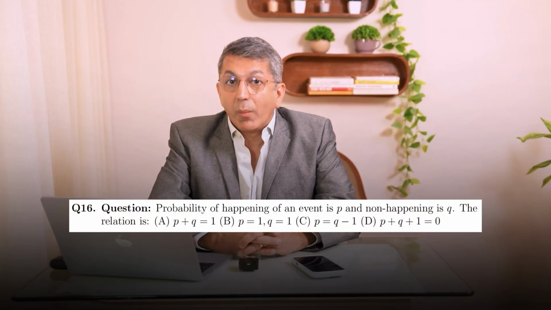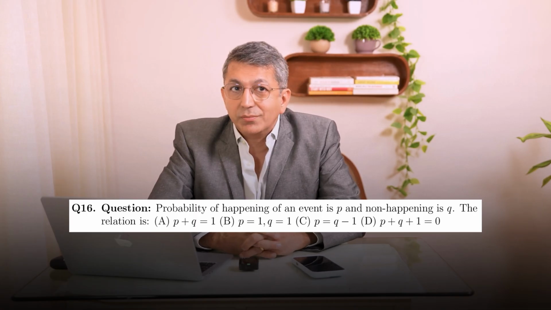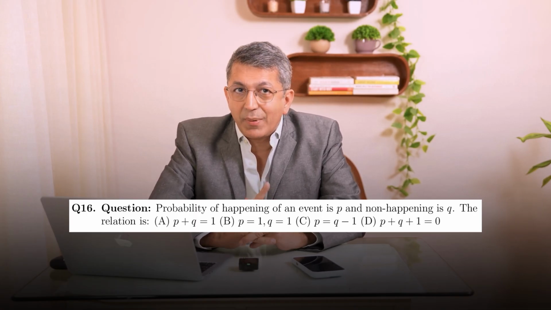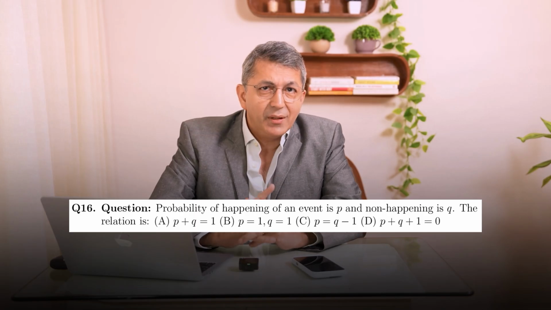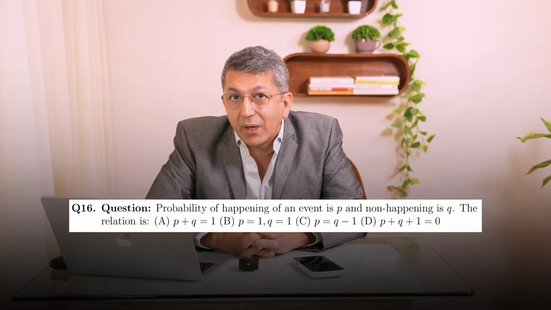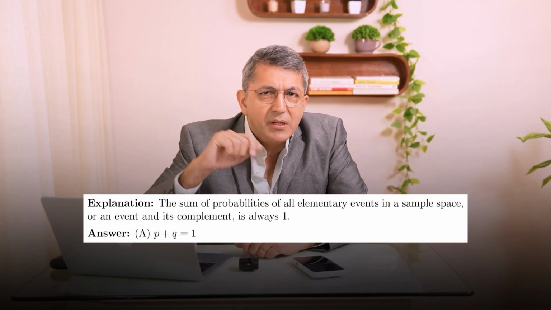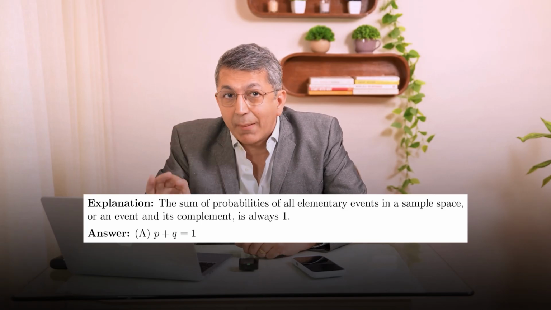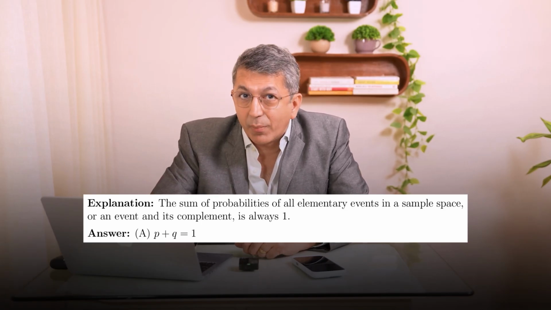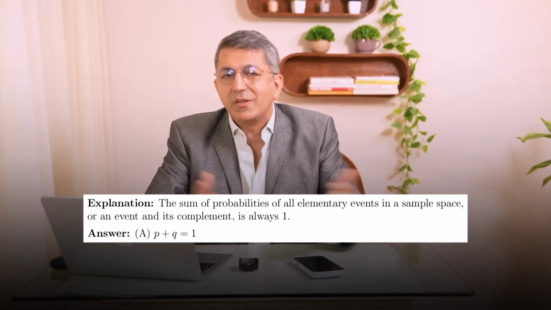Question 16. Probability of happening of an event is P and non-happening is Q. The relation is A, P plus Q is equal to 1. B, P is equal to 1, Q is equal to 1. C, P is equal to Q minus 1. Or D, P plus Q plus 1 is equal to 0. Concept: complementary events. Explanation: the sum of probabilities of all elementary events in a sample space, or an event and its complement, is always 1. Answer A, P plus Q is equal to 1.